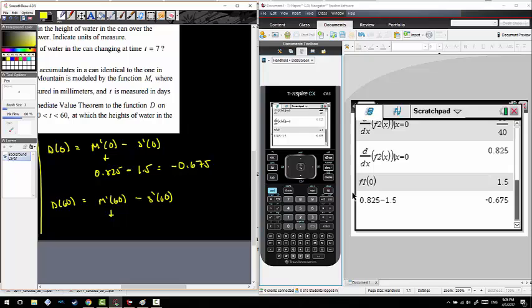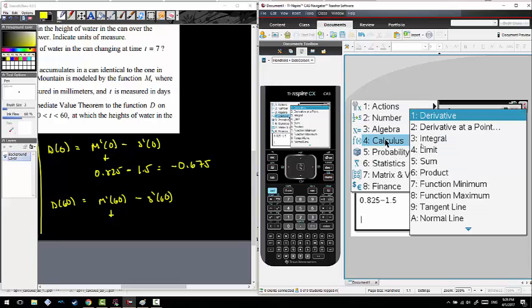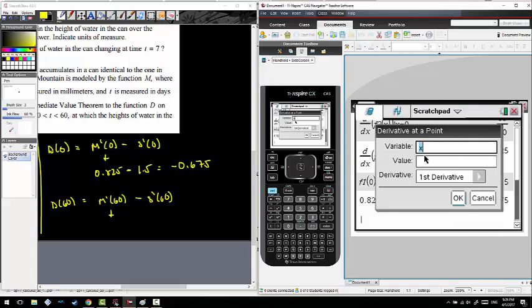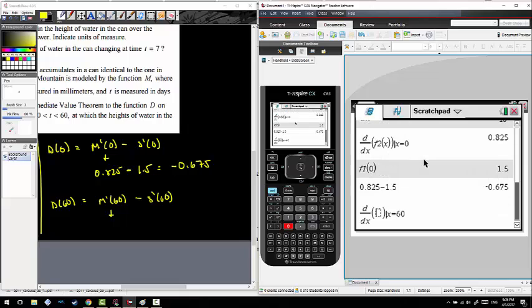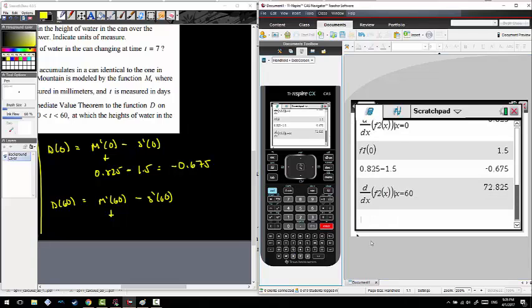Well, how do I get M prime of 60? Well, that is going to be, again, my good old friend calculator here, derivative at a point. 60. Now, again, I'm going to go ahead and evaluate f2 of x. And what does that give me? Well, that's going to give me 72.825.